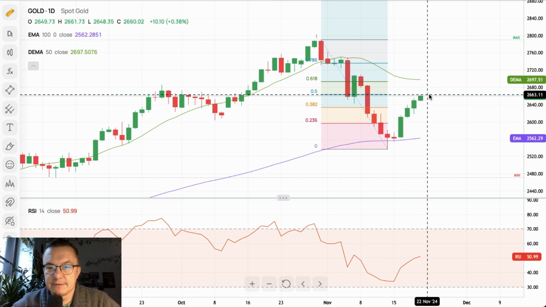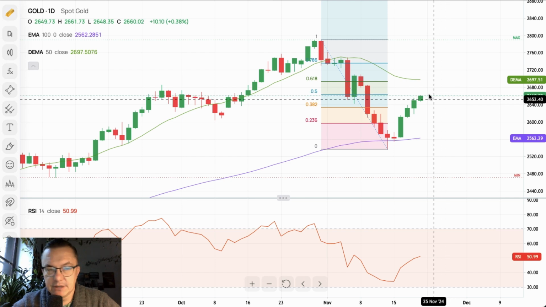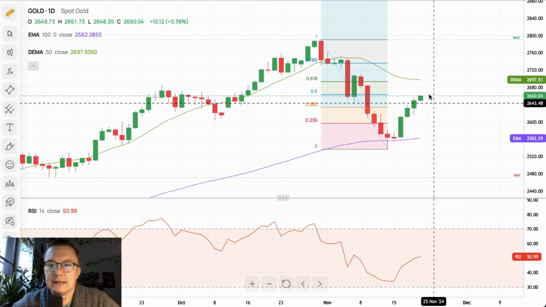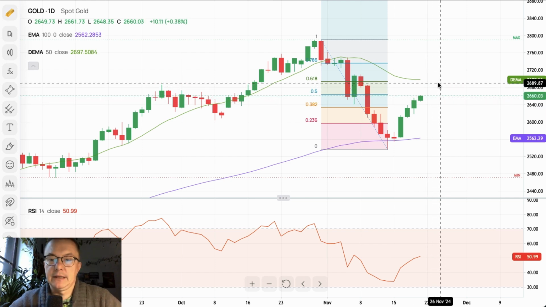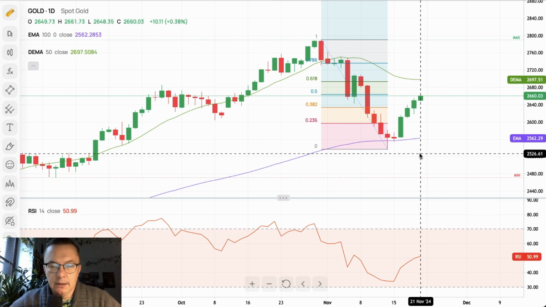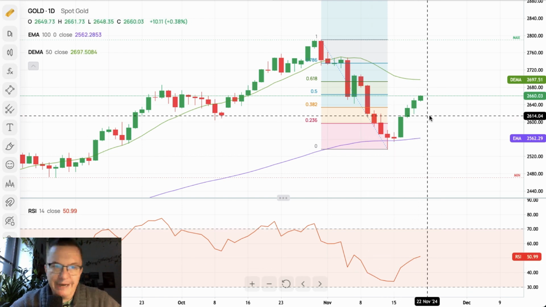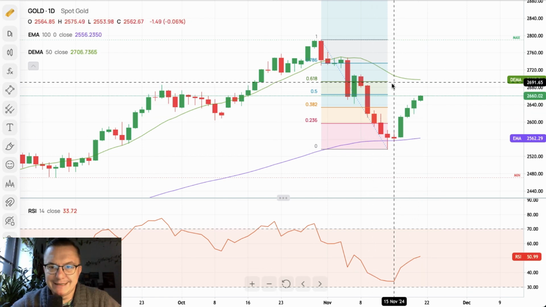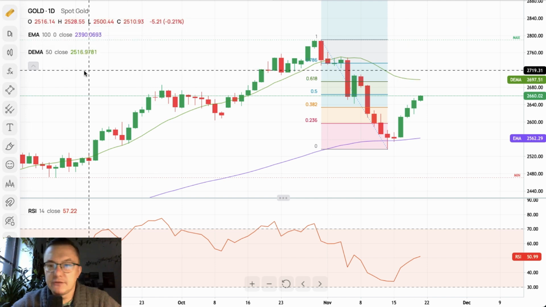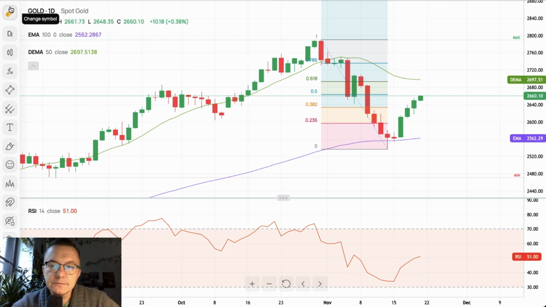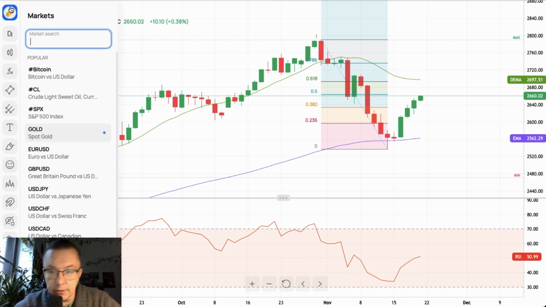Most likely we will see some kind of congestion here, some kind of a pullback, and then it looks like the market with that kind of momentum might be breaking to the upside towards 61% and the 50 periods moving average. So the gold outlook is looking bullish, but not quite yet.